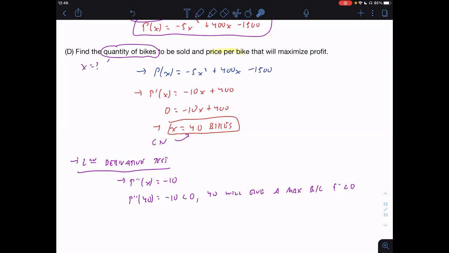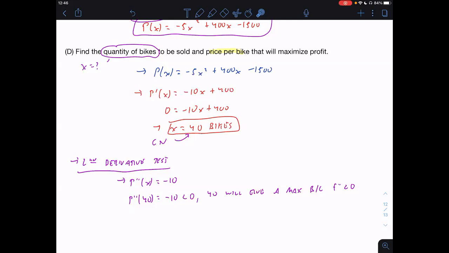Okay, so this is the maximum point of this downwards parabola, right? Since we have x squared, we have a parabola here. And since the coefficient is negative, it is coming downwards. So 40 is the peak of this graph. Okay, but we're not finished just yet with part D. We want to find the quantity, which we already did here. The quantity has to be 40 bikes, but we also want to figure out what is going to be the price per bike if 40 bikes is going to maximize our profit.